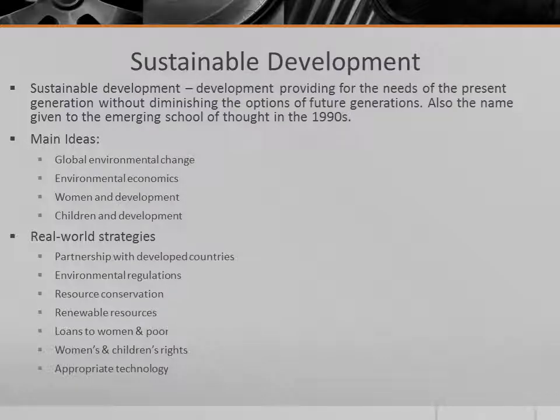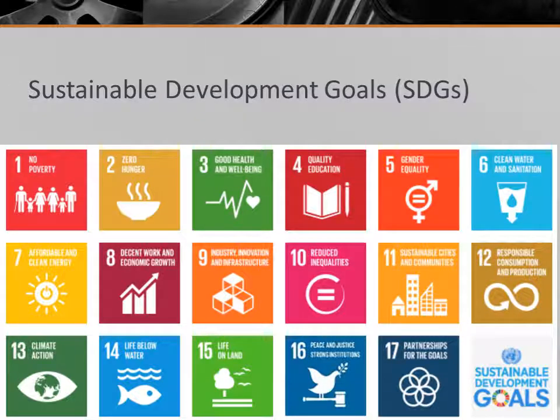I've been saying it this entire lecture. So what is it? Here's the definition. Development providing for the needs of the present generation without diminishing the options of the future generations. It's also a name given to an emerging school of thought in the 1990s, which is actually a name given to the set of goals that run from 2015 to 2030. And so here are some of the main ideas that are part of that. But instead of talking about the main ideas, let's take a look at the actual goals themselves. So here are the 17 Sustainable Development Goals.